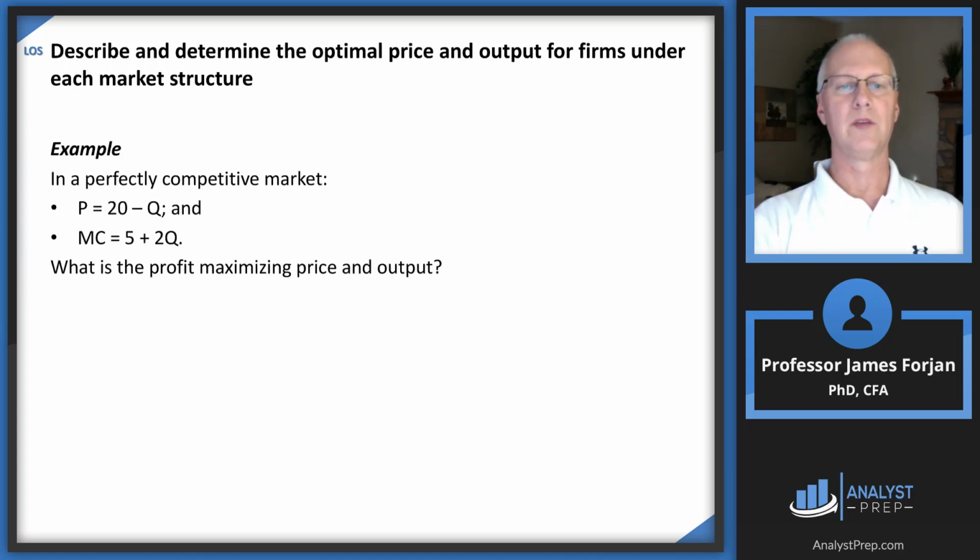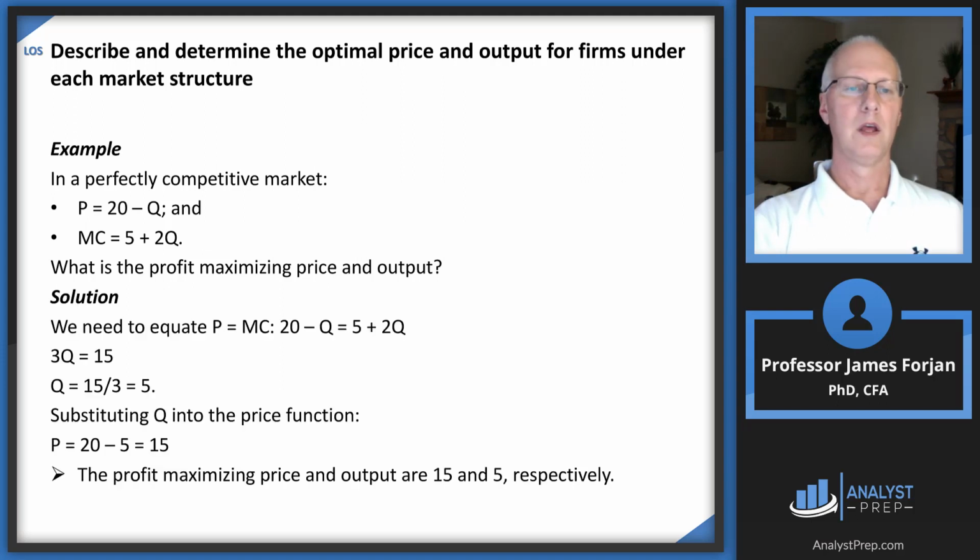Here's a quick example about the linear relationship that we've kind of been implying here. Profit maximizing price and output. If the pricing and the marginal cost function are given to you in terms of quantity, we can just set those two equal to each other and then solve for Q and then substitute and solve for P. And so the profit maximizing price and output are 15 and 5 respectively. That's some pretty easy math, but feel free to pause the slide just to make sure you can do the math.